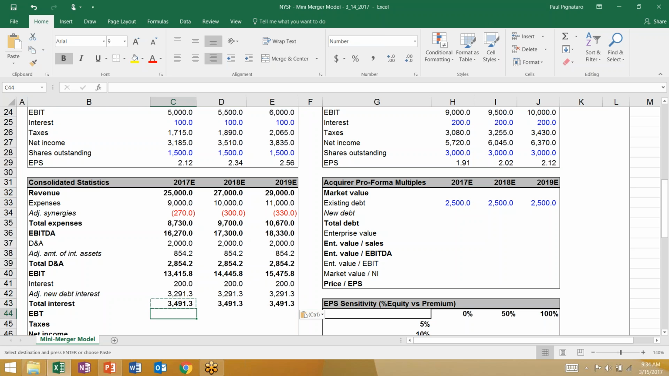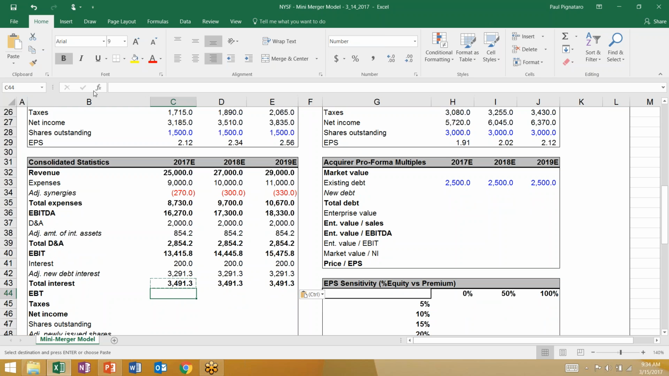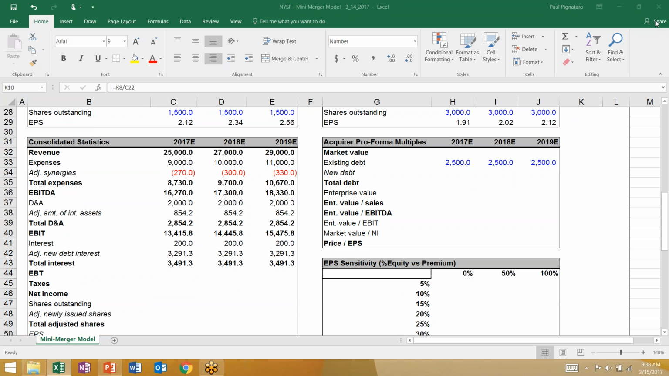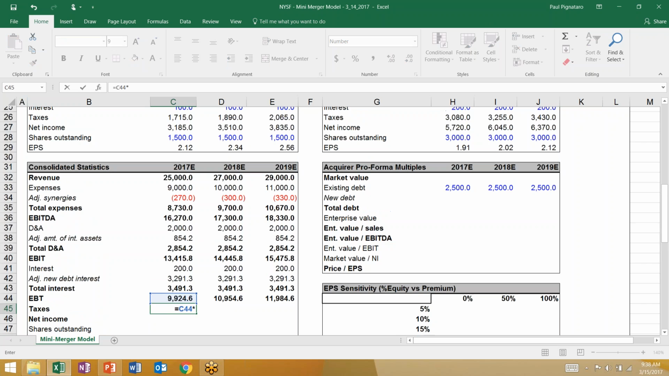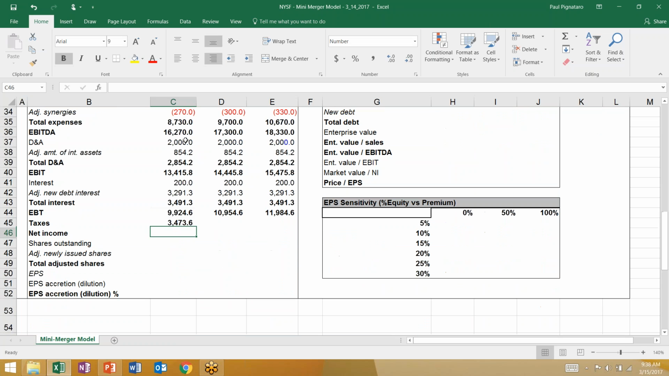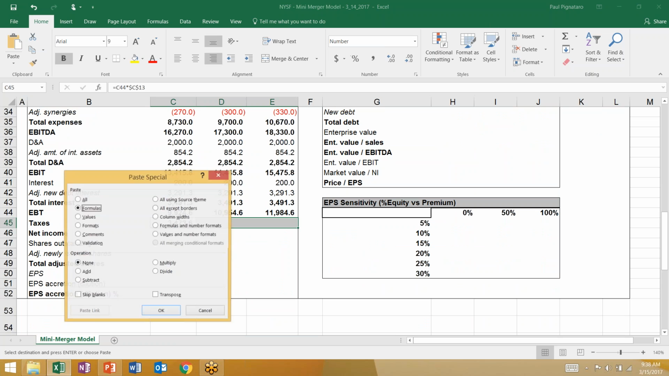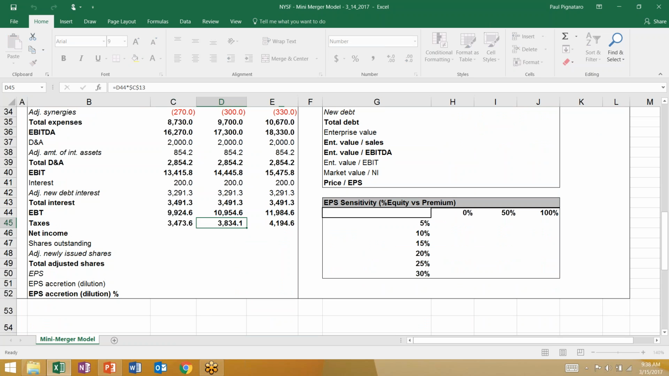Okay? Everyone have that? Let me know if you need more time. I'm going to save this. Okay, so at this point, EBT, very simple, EBIT minus interest. This is what you guys should be getting. And we want to tax affect that. So that's going to be multiplied by the 35% tax rate that I'm going to anchor so I can copy to the right. Okay.